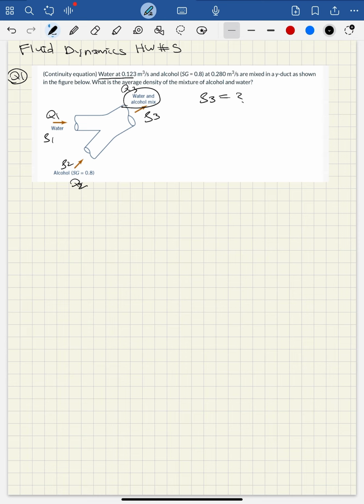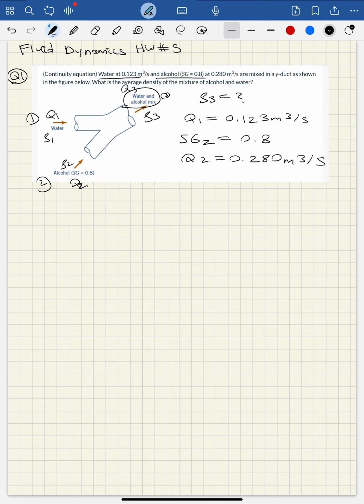We know that we're given water at 0.123. That's basically the volumetric flow rate, right? Make sure you put the units in there too. We're given specific gravity of 0.8 of alcohol, and keep in mind that when we're referring to alcohol, that's going to be specific gravity 2. So maybe it helps you to look at this as area 1, area 2, and maybe area 3, right? Then we're also given that for alcohol, the volumetric flow rate is 0.280 meters cubed per second.